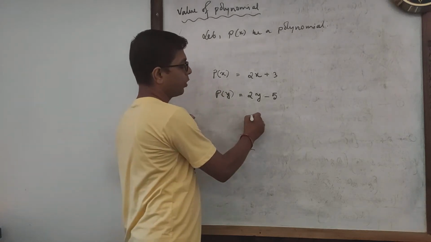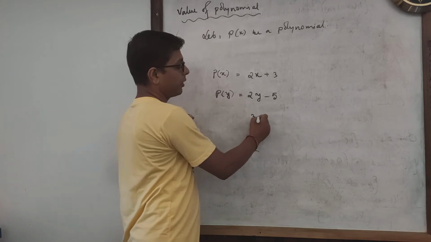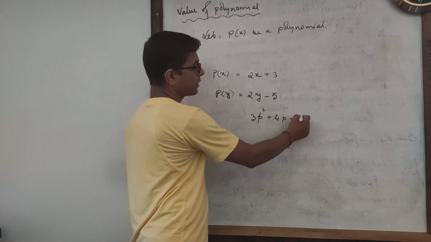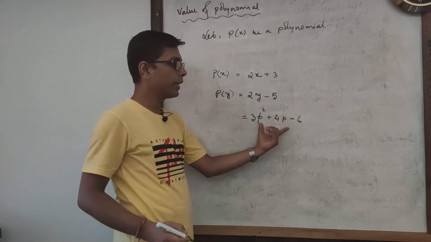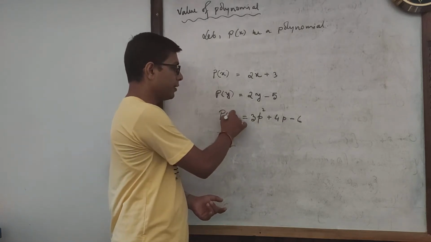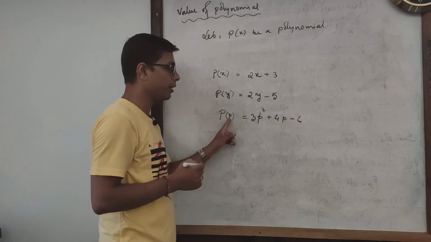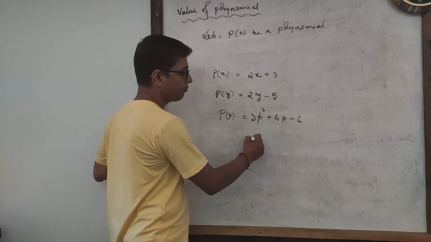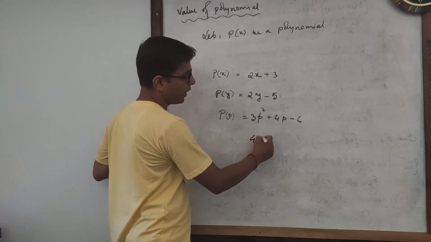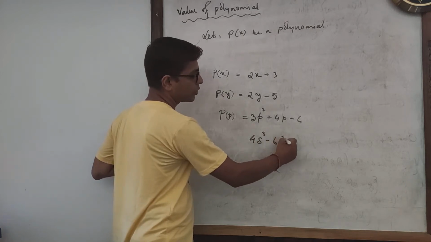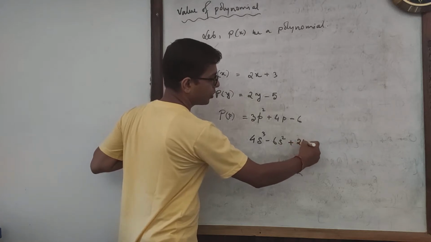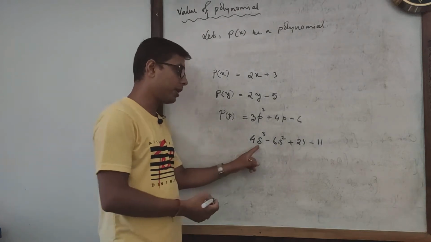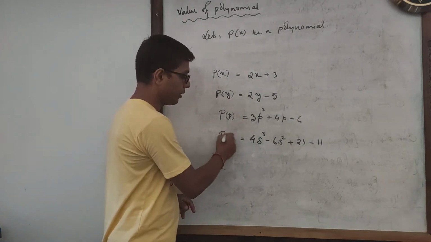Understood? Suppose we have another polynomial, say 3p square plus 4p minus 6. What will be the name of this polynomial then? We will indicate the name as p(p), for the polynomial in the variable p. Suppose we have another polynomial, any polynomial we are considering, 4s cube minus 6s square plus 2s minus 11. Now what is the variable in this polynomial? The variable is s. So this polynomial will be denoted by p(s).